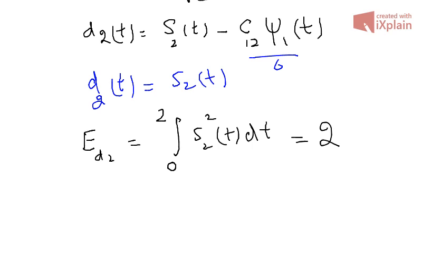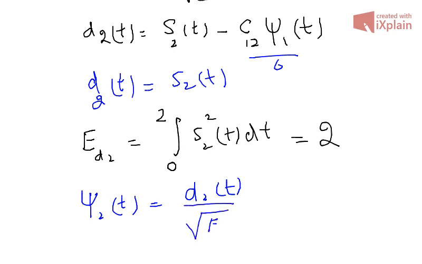Now what is the next step? We can find our psi 2 of t now, and our psi 2 of t is d2 of t over the square root of its energy E d2, and this is actually 1 over under root 2 S2 of t, right? So it's the same S2 of t scaled by 1 over under root 2. So this is how we find our second orthonormal signal. Now we move to step number 3.